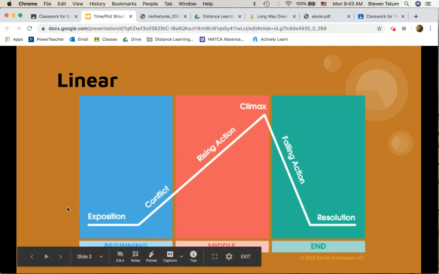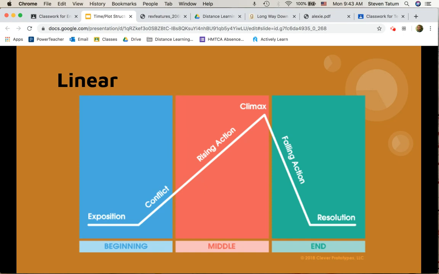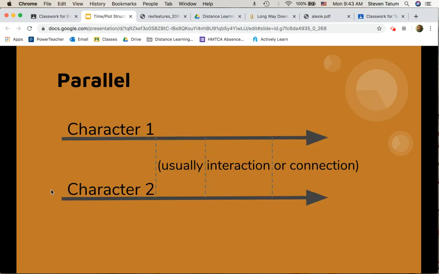So in linear stories, you've got the beginning, middle, end, and it usually follows a structure like this: exposition, introduction of a conflict, rising action, building to a turning point or a climax, and then falling down to a resolution. In parallel structure, like I said, there are these two separate storylines that are happening at the same time. And usually there's some interaction between the two stories, like maybe the characters meet, or maybe they are all looking at one kind of event and sharing their perspectives about that.